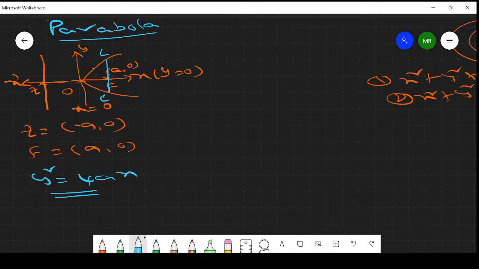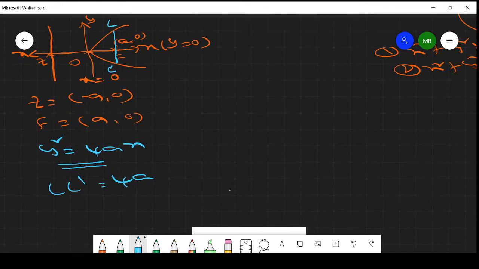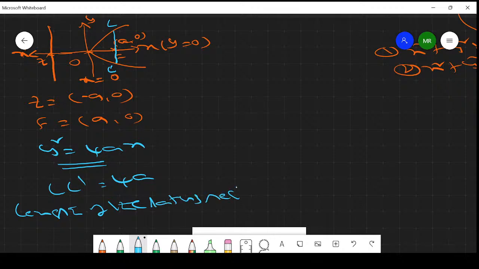Remember, LL dash is called the latus rectum. So the length of LL dash is equal to 4a. This x coefficient is called 4a. LL dash is the length of the latus rectum. Sometimes they will ask the length of the latus rectum, which is equal to LL dash, which is equal to 4a. The x coefficient is that one.